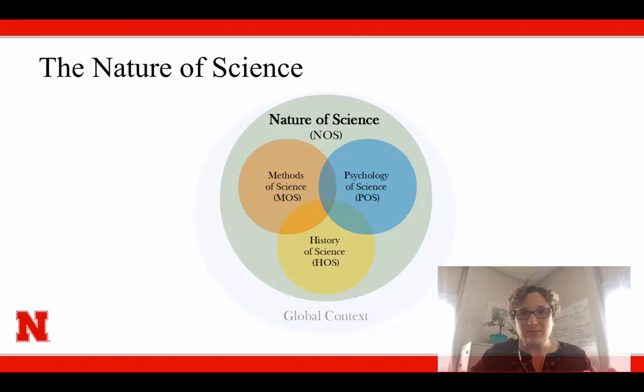So it's this big idea that science is this huge, complicated thing, right? But it's really broken down into some of these areas. The methods of science: what is the scientific process that's being followed? What are the tools that are being used? The psychology of science has to do with how scientists think, how society thinks, how we make sense of the world, and then the history of science.